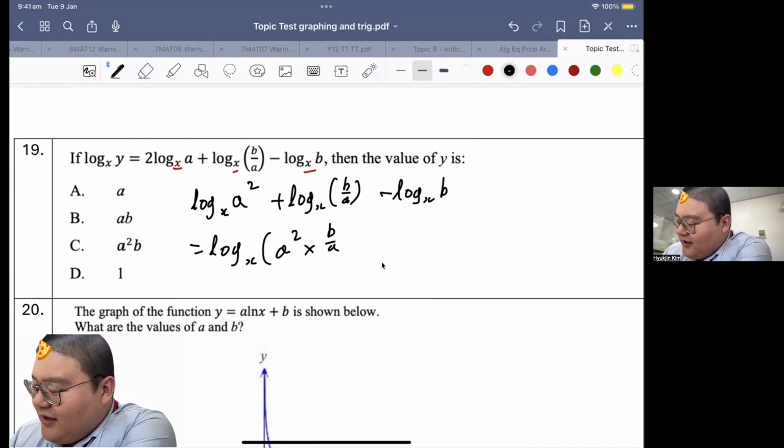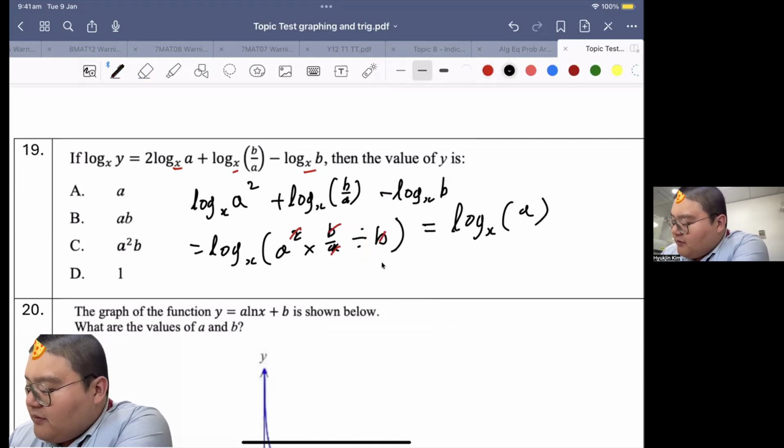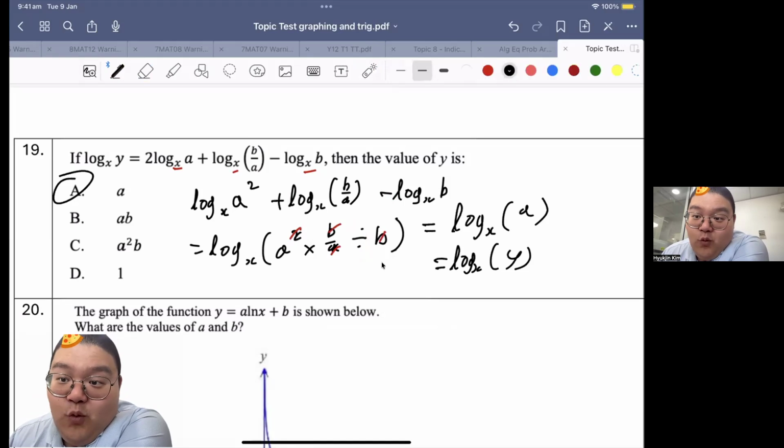So that means log x of a squared times b over a, now divided by b. Because addition of the same bases means times, and then minus of the same bases means divide. This is the same as log x of a, b over b, which is a. We just simplify, cancel, cancel, because they're dividing. But what do we know? This is supposed to equal log x of y. That's what we're given. So a is just y.